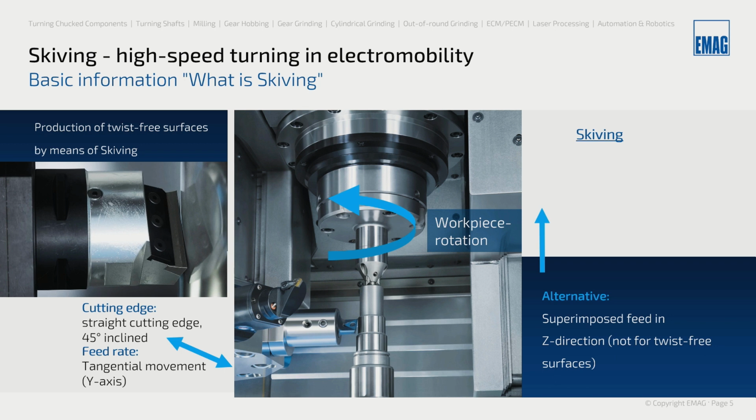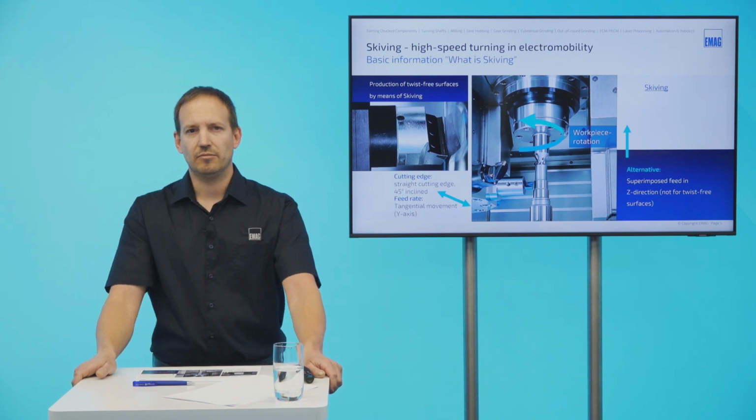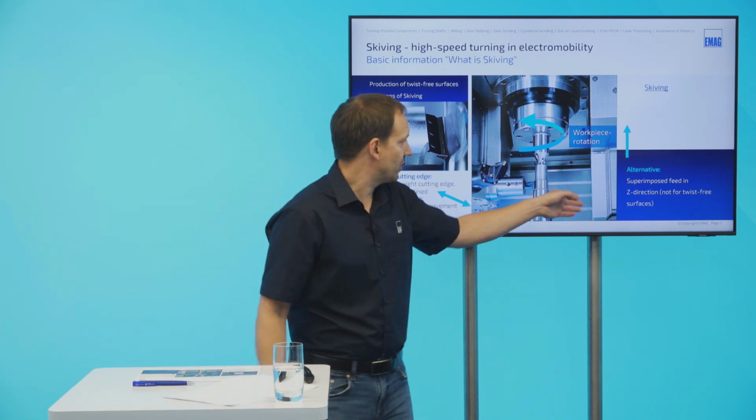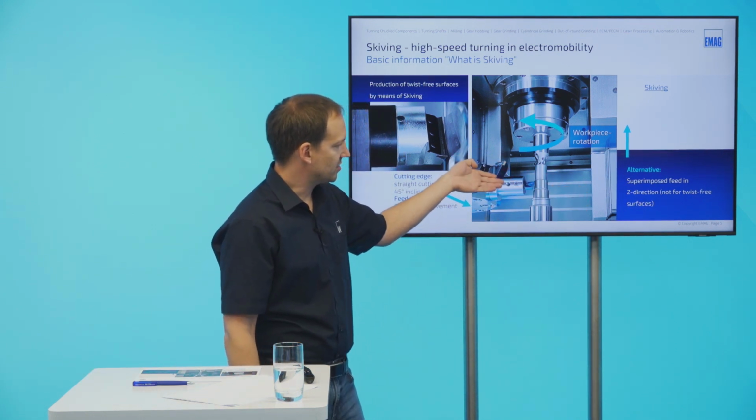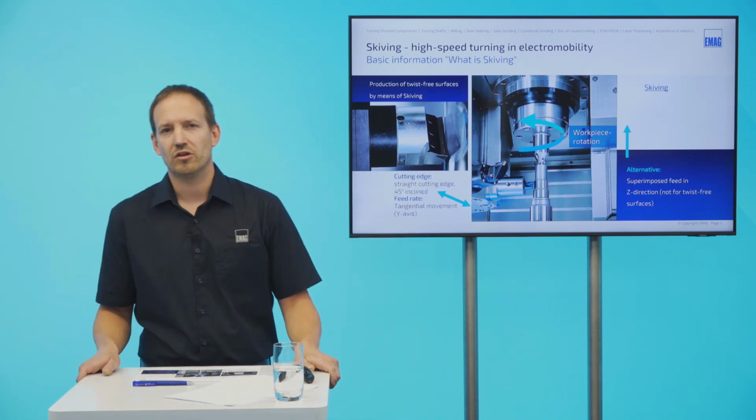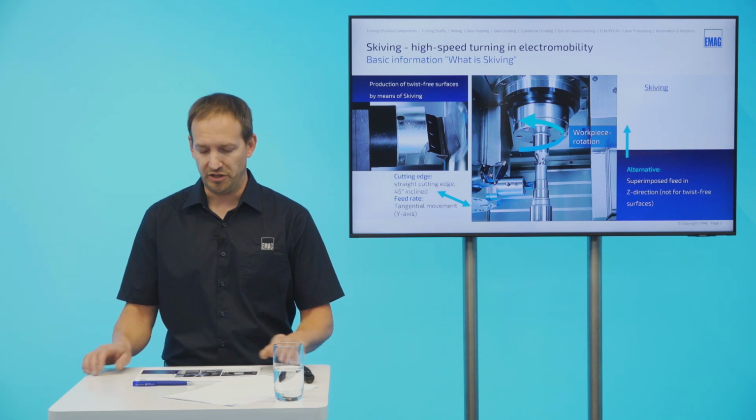Because the length of the cutting insert is limited to 50 millimeters and the insert is mounted at 45 degrees, the maximum cutting length is something around 35 millimeters. If we have to produce a longer diameter, then we can use an additional set feed, which is shown here. During the insert movement in the y-axis, we can also move in the z-axis, and so we can produce longer diameters, but then it's not lead-free.